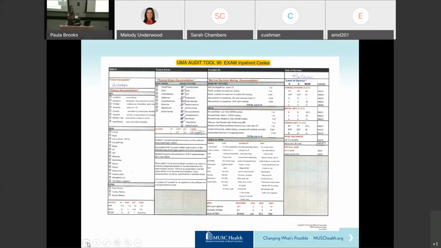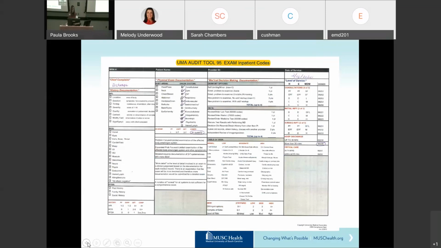Had they not documented that they spent greater than 30 minutes, then we would have had to bill the 99238. However, I think that it is best practice to document your time, whether you spend greater than 30 minutes or not. It's just good practice to document your time as far as your discharge goes.